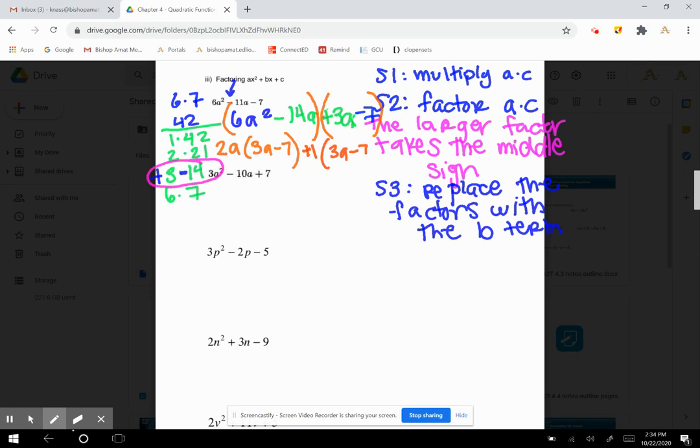3a minus 7. And just like we've done with all the other groupings, the inside the parentheses have to be the same. So your answer is what's on the outside, 2a plus 1 and 3a minus 7.